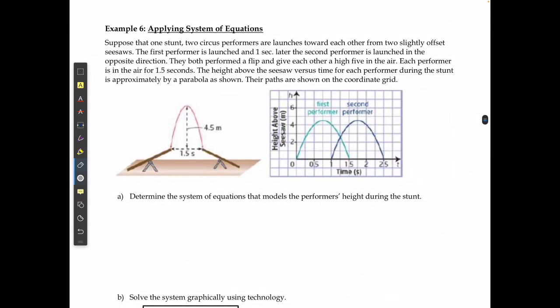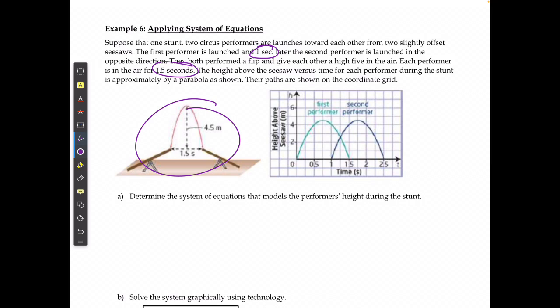The last part, if I'm applying the systems, in this case, suppose that for one stunt, two circus performers are launched towards each other from two slightly offset seesaws. The first performer is launched, and 1 second later, the second performer is launched in the opposite direction. They both perform a flip and give each other a high five in the air. Each performer is in the air for 1.5 seconds. The height above the seesaw versus time for each performer during the stunt is approximated by this parabola here, and their paths are shown on the coordinate grid.